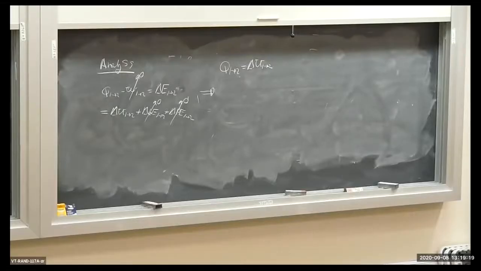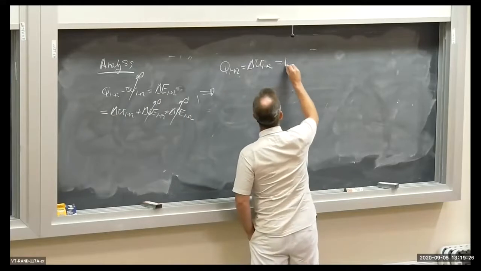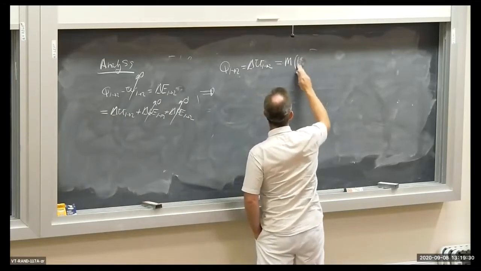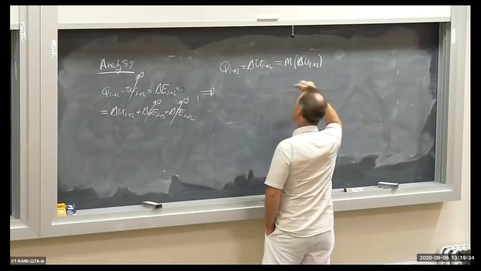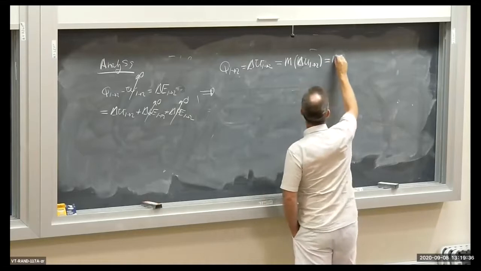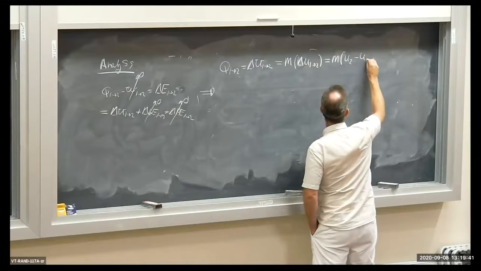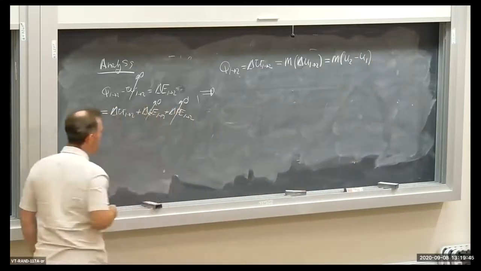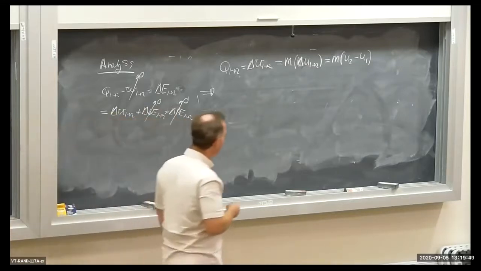So I need to write this as the mass of the air in my system times delta lowercase u from 1 to 2. And so that's going to be equal to the mass of the air in my system times (u2 minus u1). Okay? Now, I don't know the mass of my system and I don't know the internal energy.